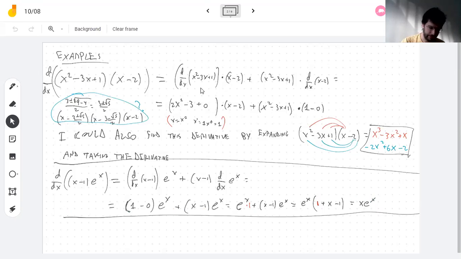Okay, last one. So this one, you will never do it using the product rule, but now we only have the product rule, so we're going to have to do it this way.